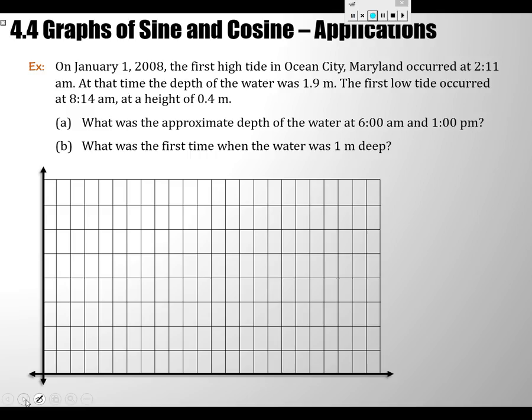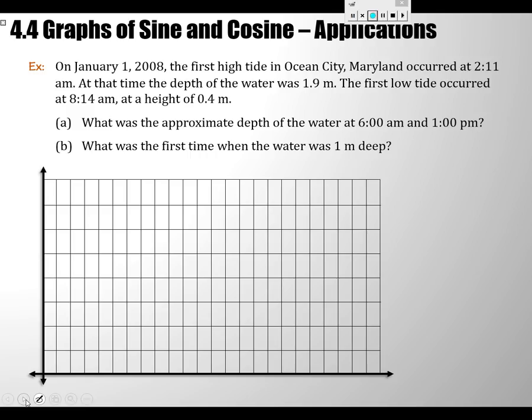On January 1st, 2008, the first high tide in Ocean City, Maryland occurred at 2:11 a.m. At that time, the depth of the water was 1.9 meters. The first low tide occurred at 8:14 a.m. at a depth of 0.4 meters. What was the approximate depth of the water at 6 a.m. and 1 p.m.? What was the first time when the water was 1 meter?